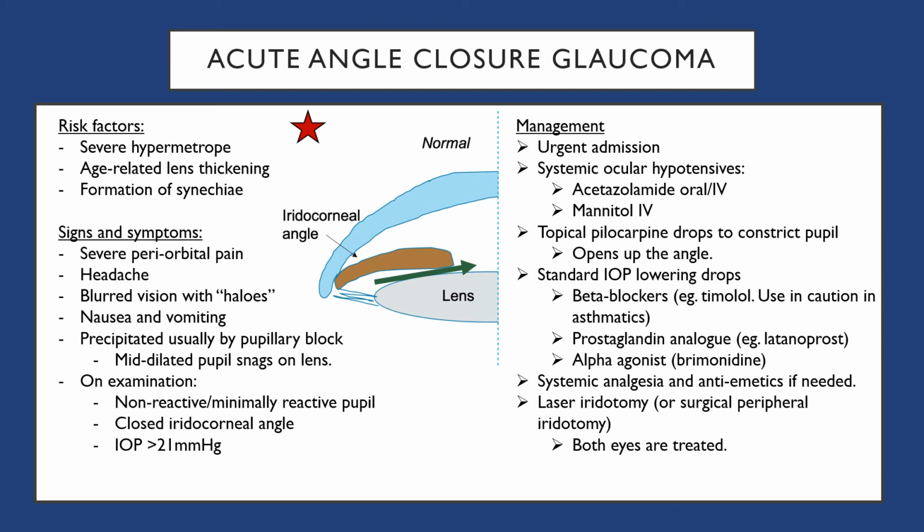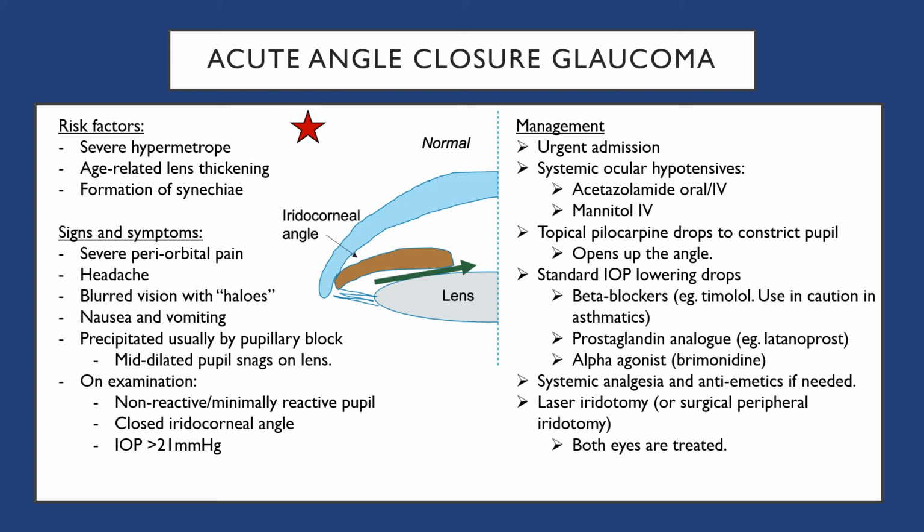So lastly, going on to acute angle closure glaucoma. This is one of the different types of glaucoma you can get, but it's the one that we treat as an emergency because the pressure rises so quickly within the eye that actually the body doesn't have time to adapt, and therefore you can get severe damage to the optic nerve.